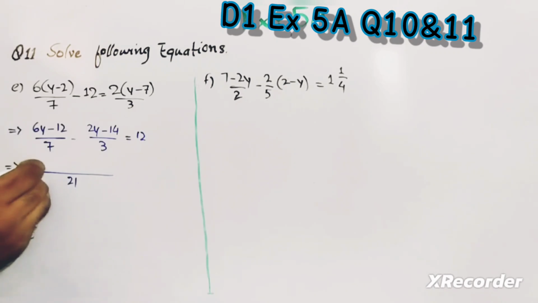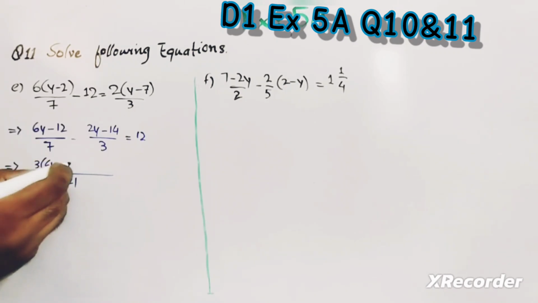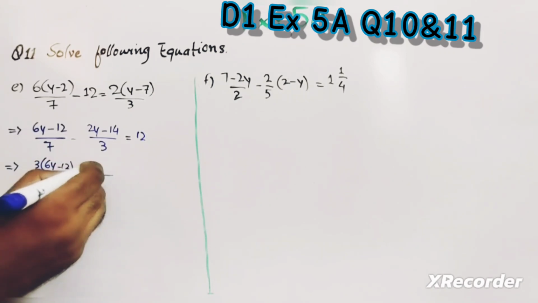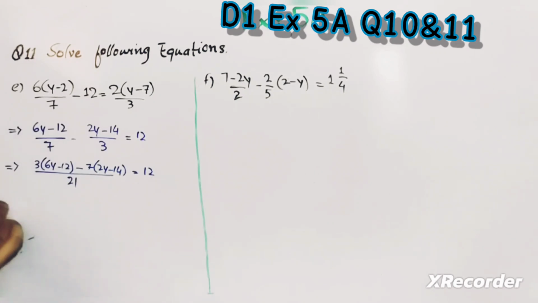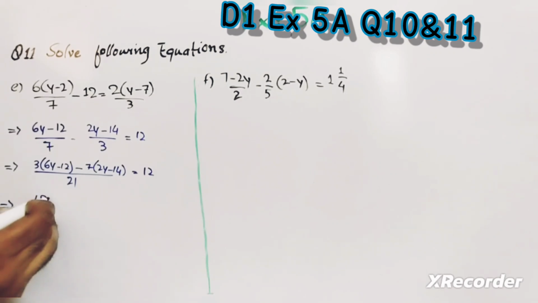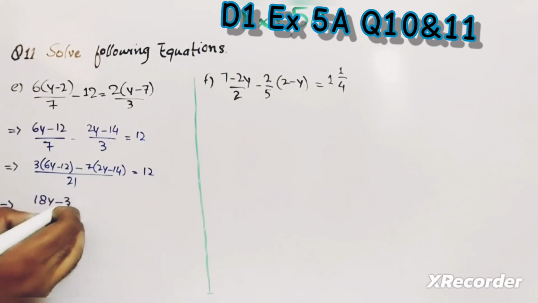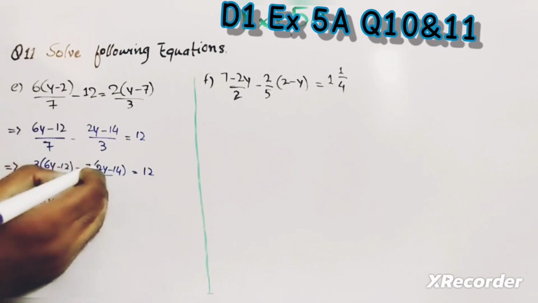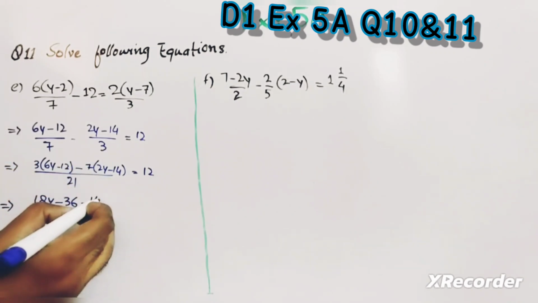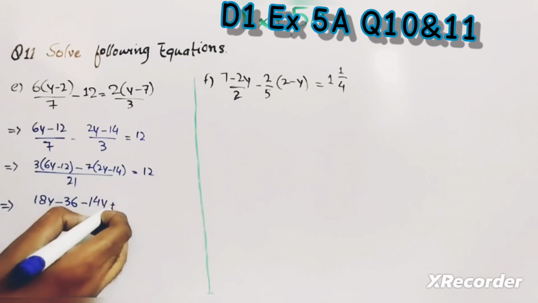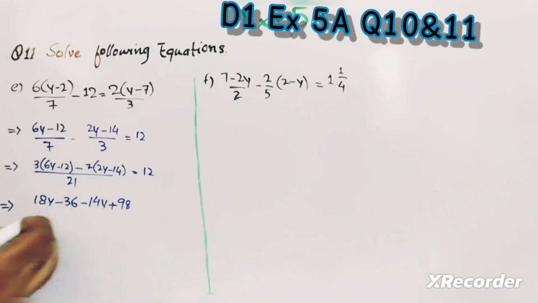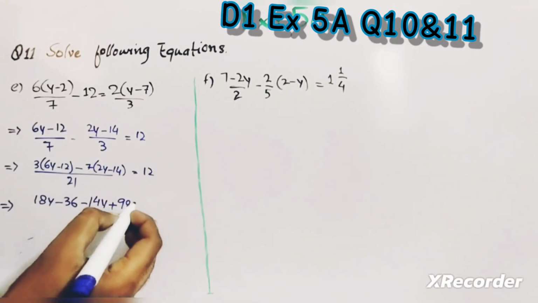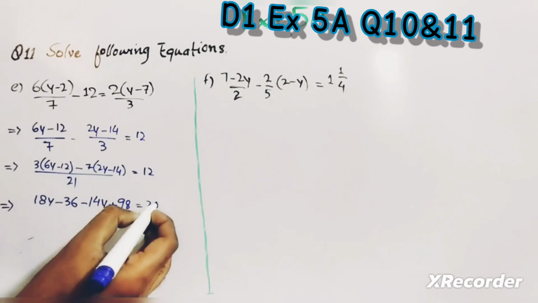Now 3 times 6y minus 12 minus 7 times 2y minus 14. Now 3 times 6 is 18y, minus 3 times 12 is 36, minus 7 times 2 is 14y, plus 7 times 14 is 98, and this 21 multiplied with 12 becomes 252, I guess.